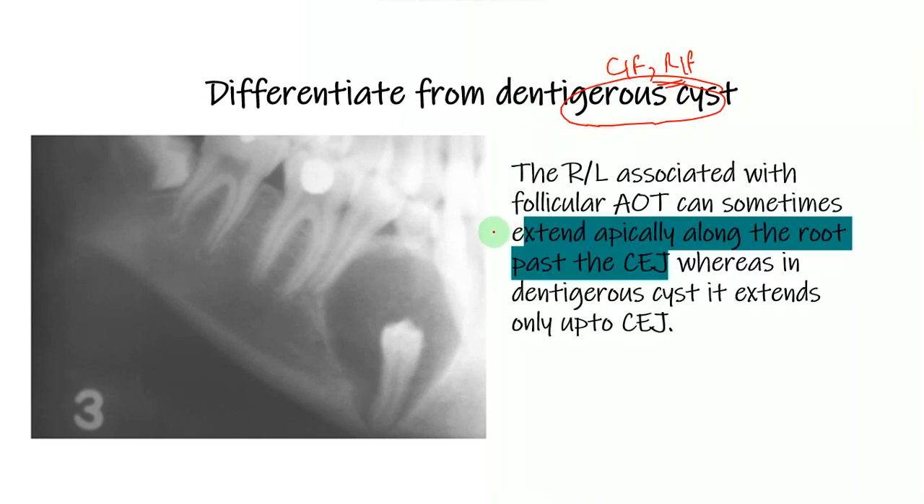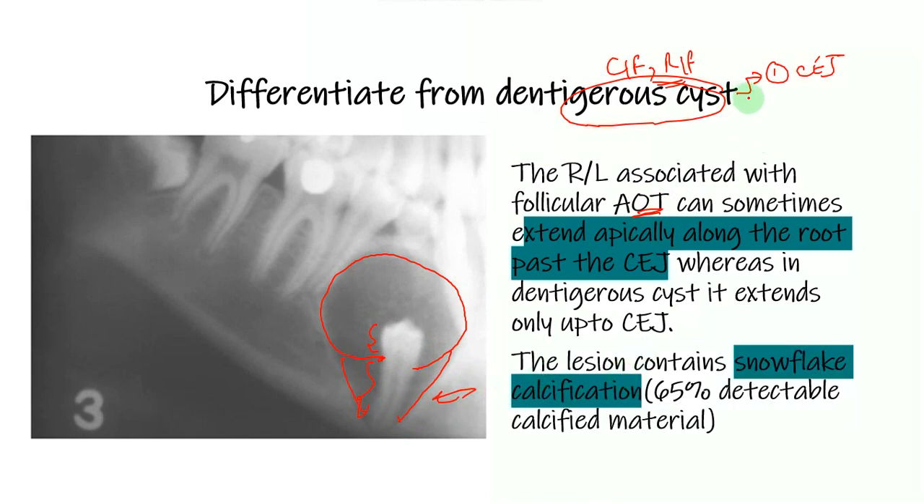Yes, you can. So there are 2 points here. One is its relation to the CEJ. Now we know that a dentigerous cyst always extends only up to the cemento-enamel junction, right? So this is the cemento-enamel junction. But the AOT can often extend beyond the CEJ, as in this example.